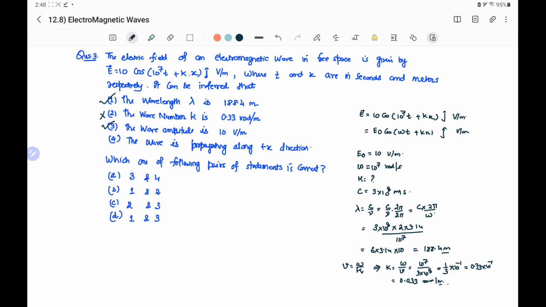Also, the fourth point is wave is propagating along the plus x direction. Because here the signs of omega t and kx are the same, it means the wave is moving in the minus x direction. So option 4 is also incorrect. Hence 1 and 3 are correct. So from the given options, option D is the correct answer.